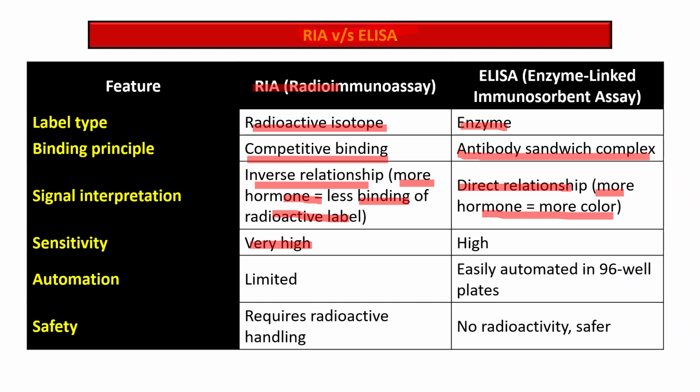Radioimmunoassay is highly sensitive, while the sensitivity for ELISA is high, and the automation is limited in radioimmunoassay, while in ELISA it is easily automated in a 96 well plate, and the safety is quite compromised in the radioimmunoassay because radioactive handling is required, while in ELISA no radioactive substance is needed, only enzyme is needed.